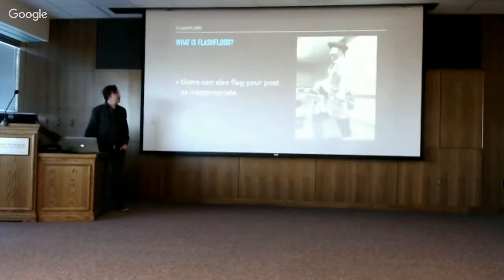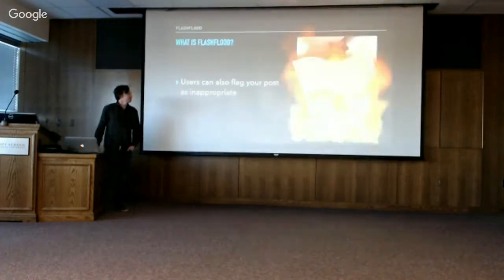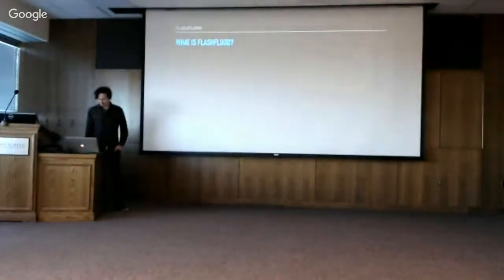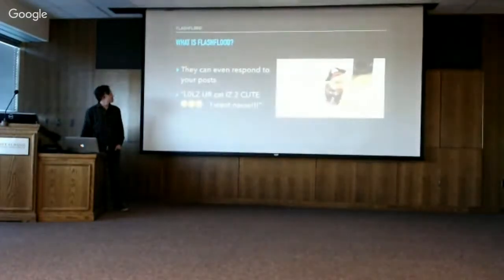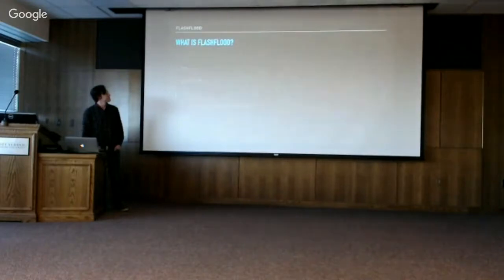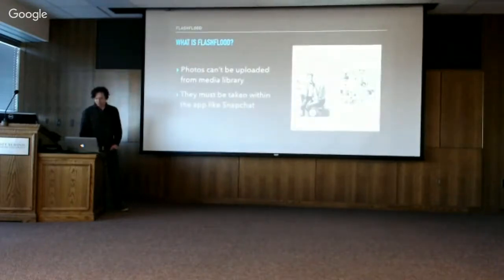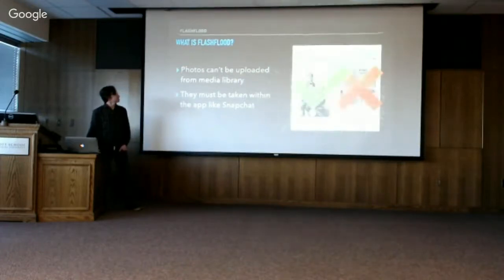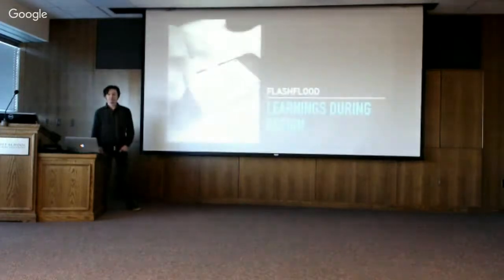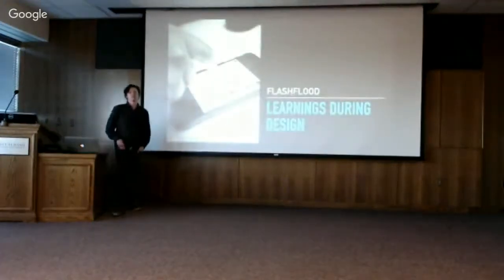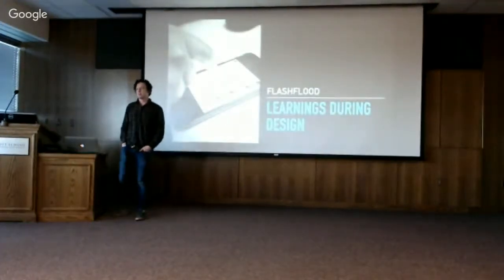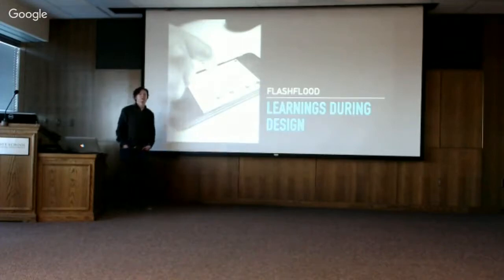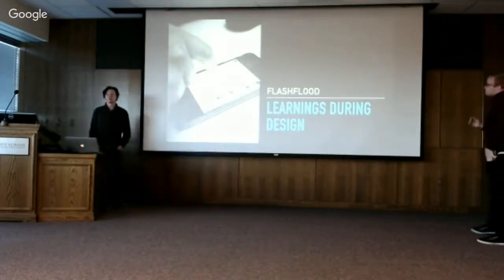Users can also flag your posts as inappropriate, and they can respond to your posts with comments. Photos can't be uploaded from the media library; they must be taken directly from the app in real life. So what was the rationale there? The rationale is to avoid spam and other things like that. Got it. So it's more of a live app. It shows real events, what's happening in real time. Cool.